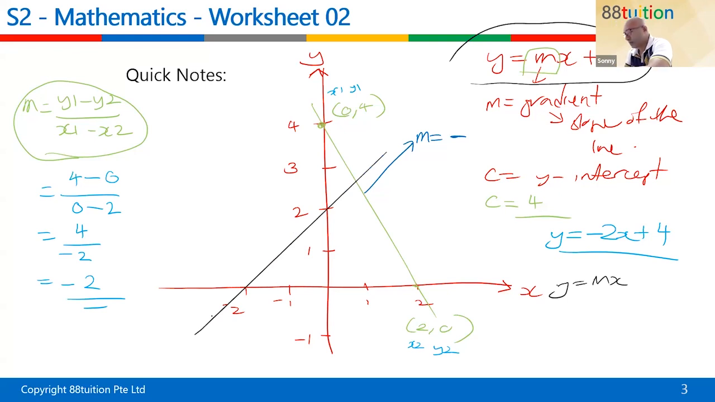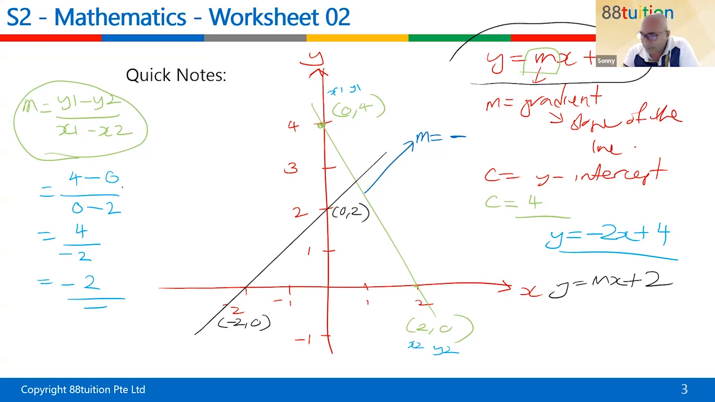That's better. It works. So y equals mx plus 2. 2 is your y-intercept, which is represented by c. What about the gradient? Same thing. You can write down the coordinates. In this case, it's going to be minus 2 and y will be 0. In this case, your x is 0, y is 2.